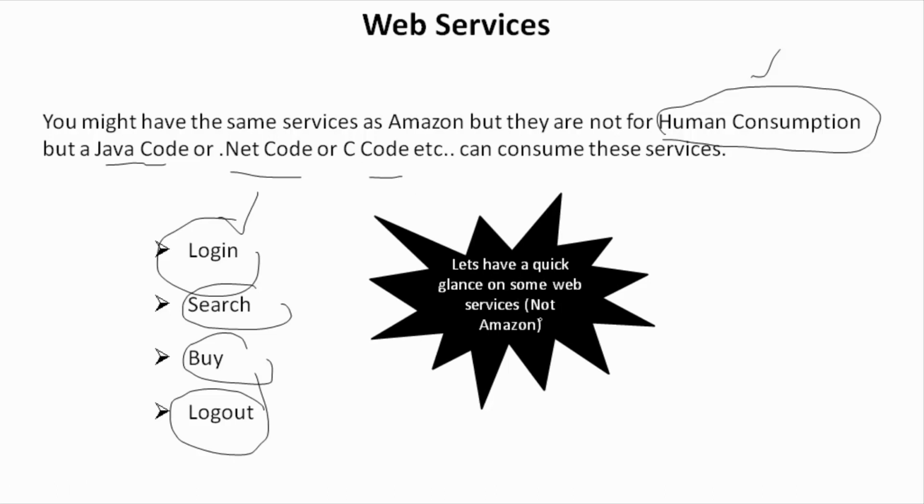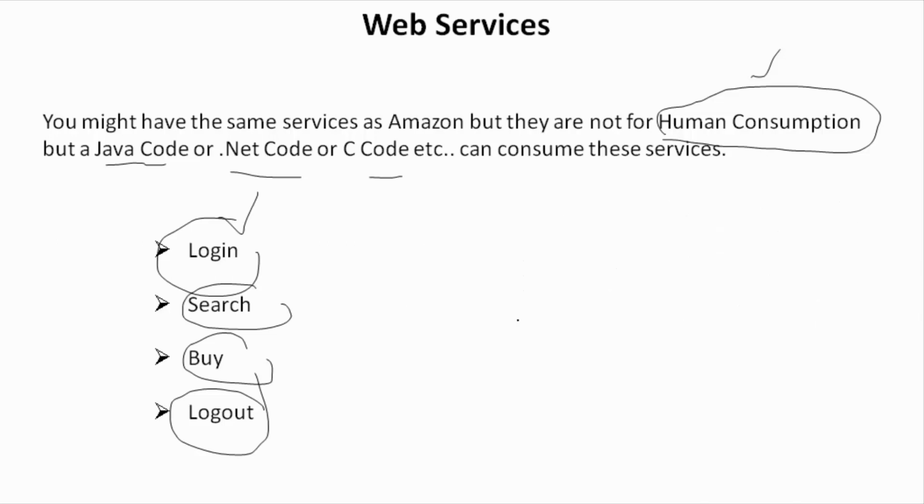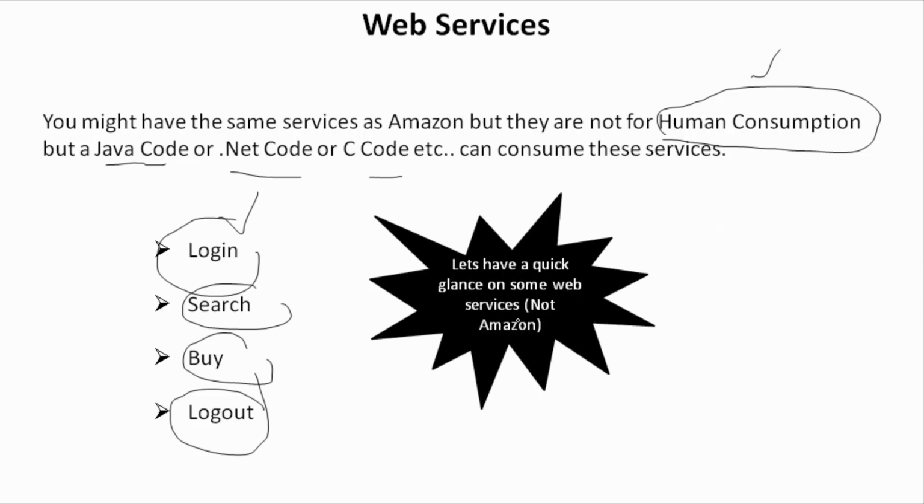Let's have a quick glance at some of the web services, not Amazon. We will be able to look at these web services, but for looking at them, I would need a tool like Postman or SoapUI, because as I've told you, this is not for human consumption. From the browser, I will not be able to look at these web services. Neither can I trigger these web services, nor can I send the request, nor receive the response.